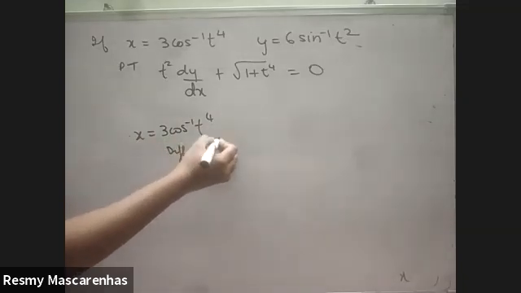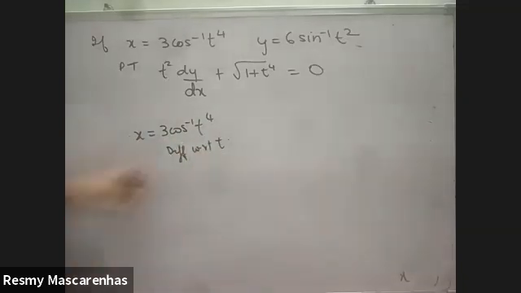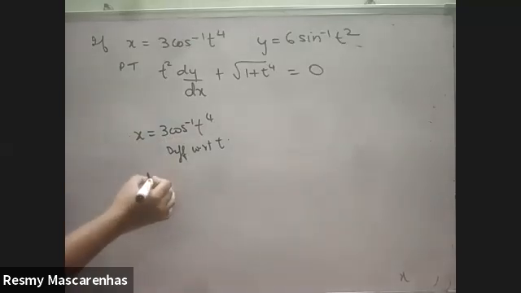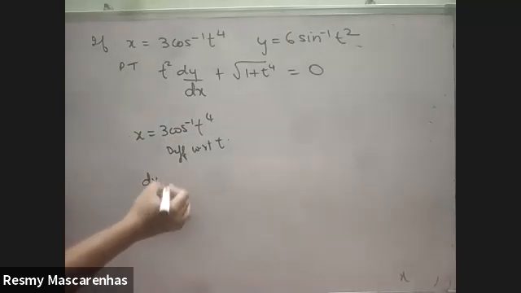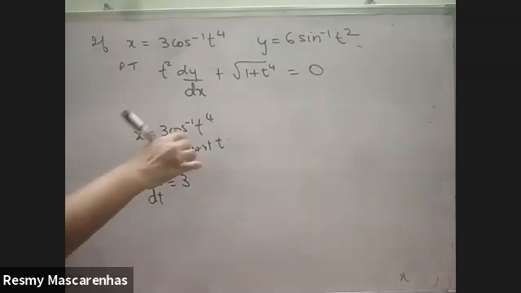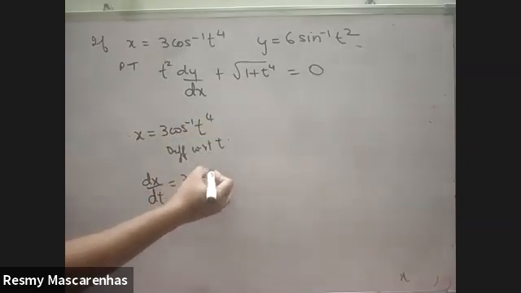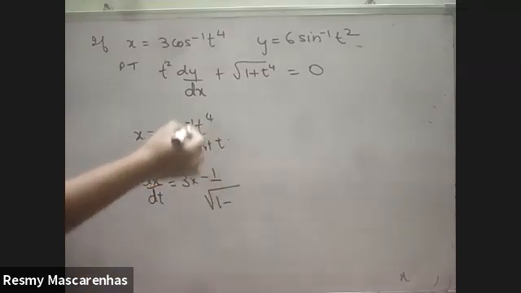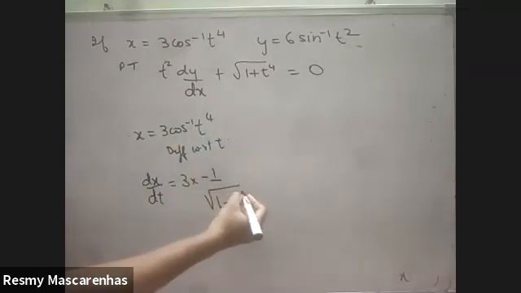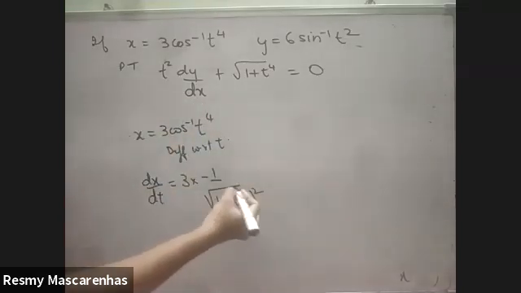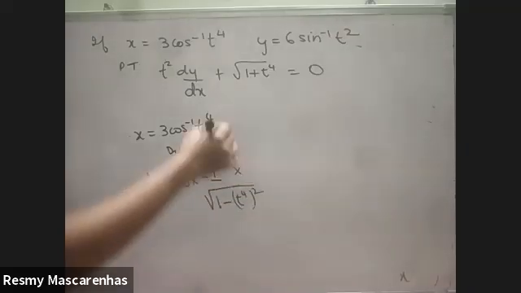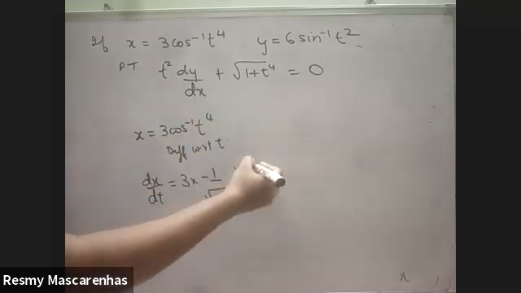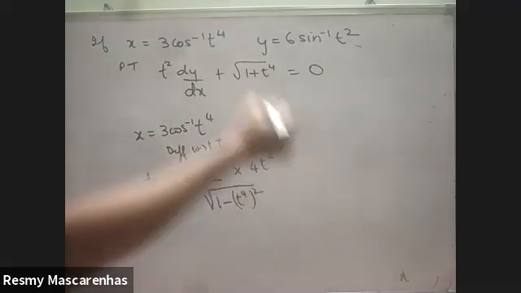Mention with what you are differentiating. Now it is with respect to t. That's why 3 is anyways coefficient. Minus 1 upon root of 1 minus x square, that means t raised to 4 the whole square, into the derivative of t raised to 4, which will be 4t cube.